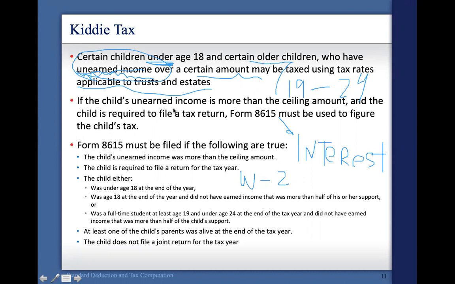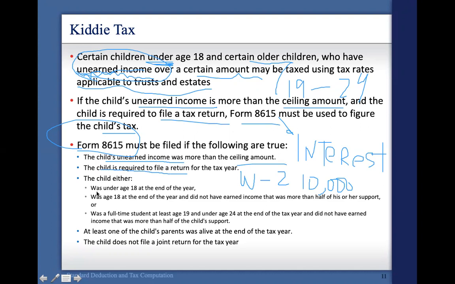So if the child's unearned income is more than the ceiling amount, which changes all the time, they're required to file a tax form. And again, don't memorize the tax form to figure out the child's tax. There's the form. Notice that it must be filed if their unearned income was higher than the ceiling amount. So in other words, if the ceiling amount is $10,000 and if they earn more than that, then they would have to file the form. The child is required to file a return for the tax year because it's over that amount.